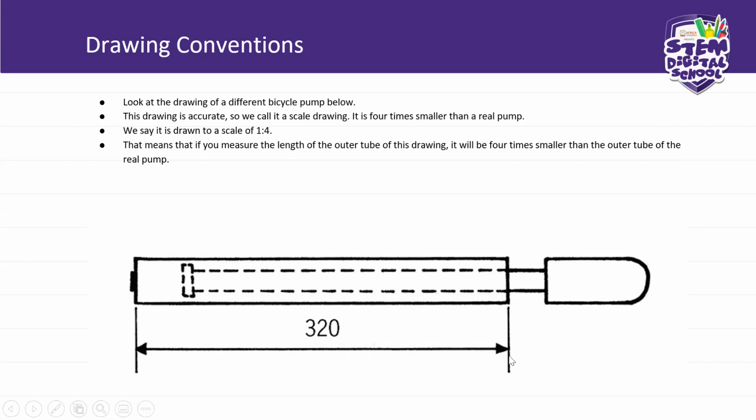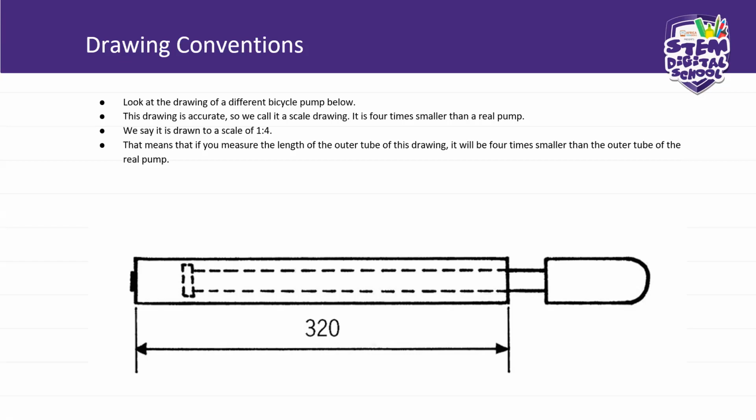It is correctly dimensioned. So I know that in your mini PET, in term one, in your practical assessment task, you did make an oblique drawing of the syringe. Okay? So you are supposed to measure it. You are supposed to reflect the measurements. Right. This drawing is accurate, so we call it a scale drawing. It is 4 times smaller than the real pump. Okay. This is supposed to be a bicycle pump, actually, not even a syringe.